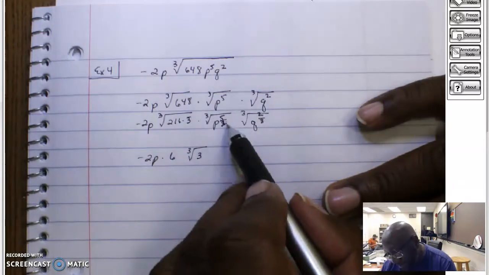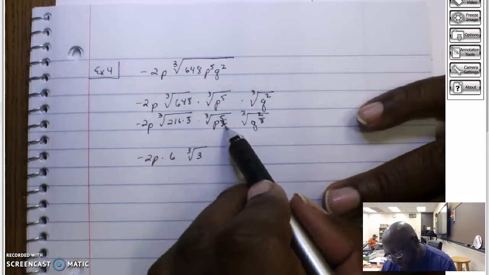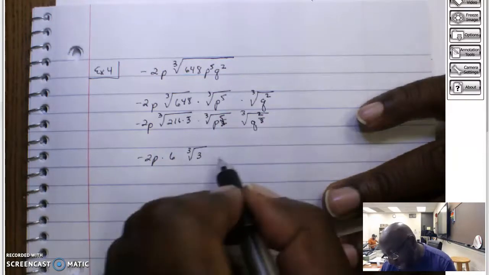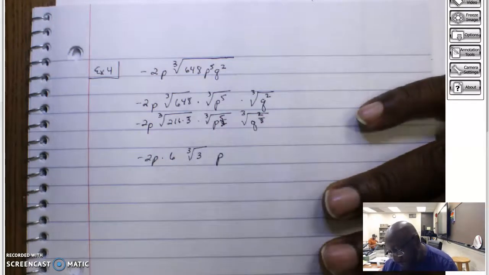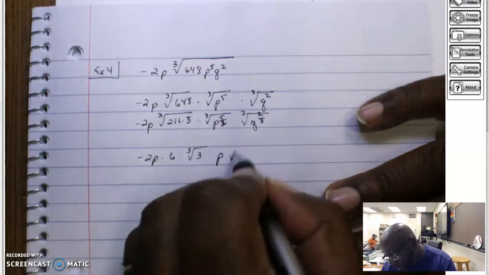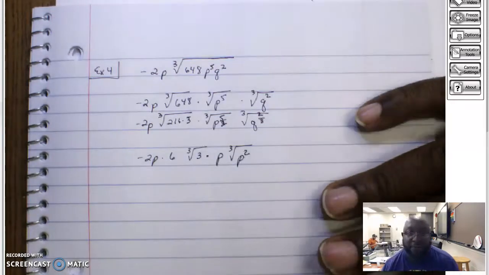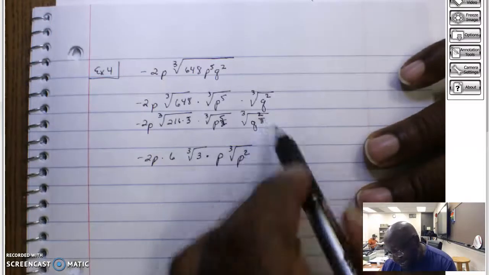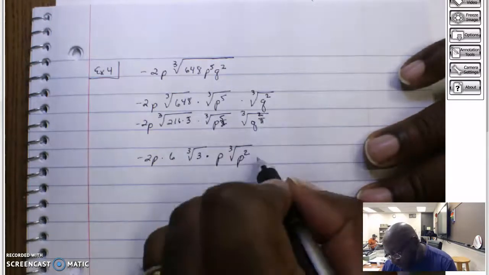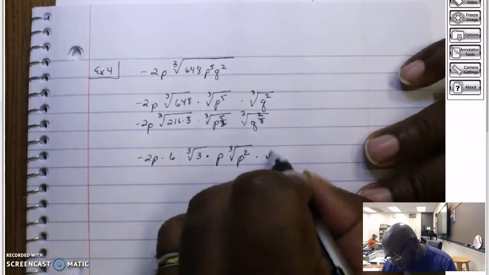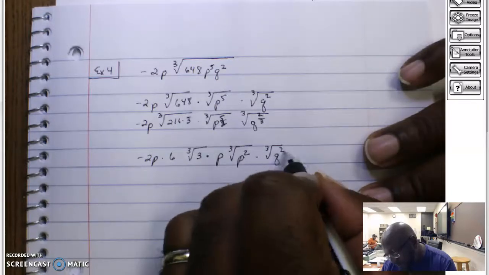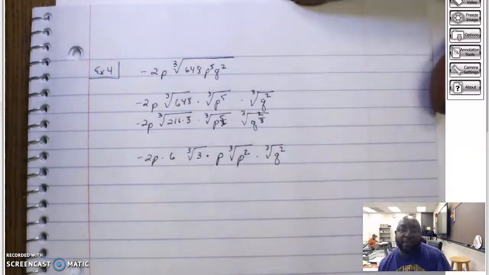And then right here, 3 goes into 5 one time with a remainder of 2, and any remainders stay inside the radical, so it has a remainder of 2. And then lastly, 3 goes into 2 zero times, so the q squared part stays inside the radical.